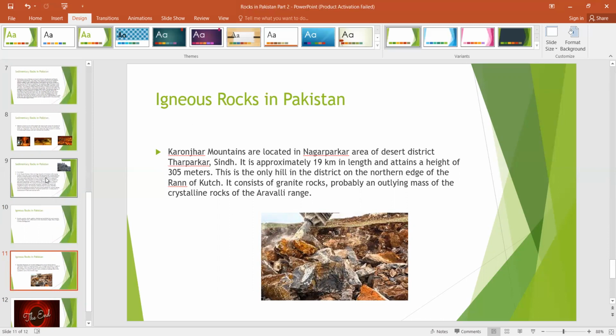Igneous rocks location. So Karunjhar Mountains are located in Nagarparkar area of the desert district, Tharparkar, Sindh. It is approximately 19 kilometers in length and it has a height of 305 meters. This is the only hill in the district of the northern edge of Rann of Kutch. It consists of granite rocks, which are probably an outlying mass of crystalline rocks of Aravalli range.